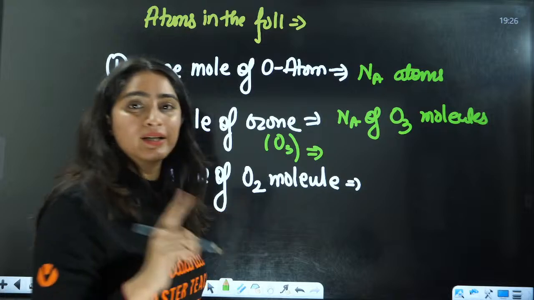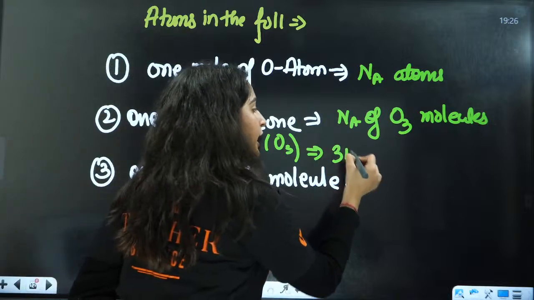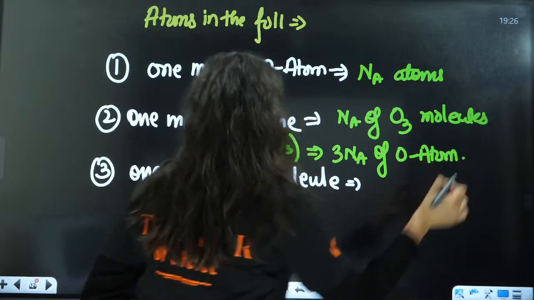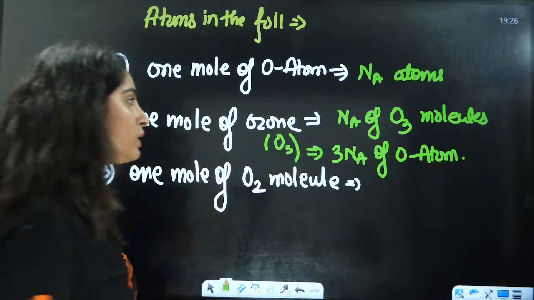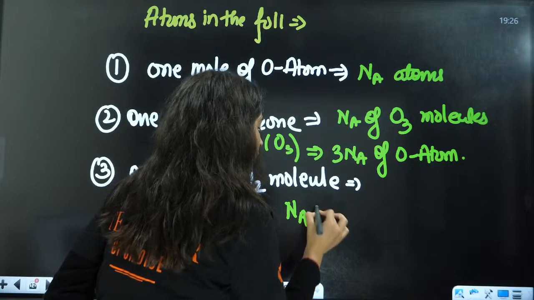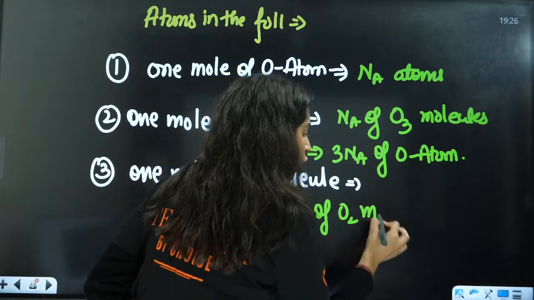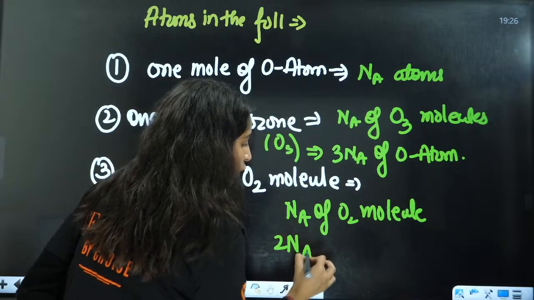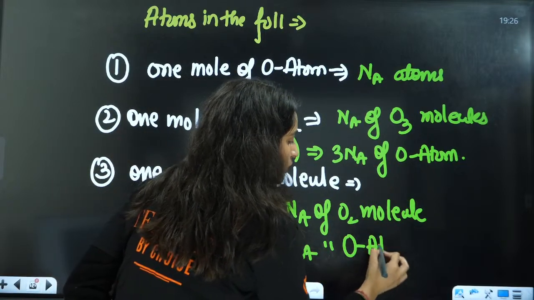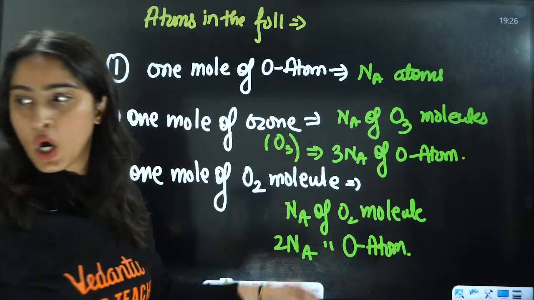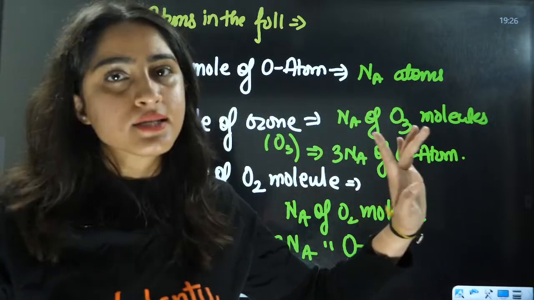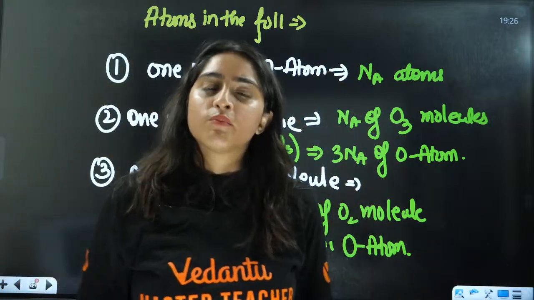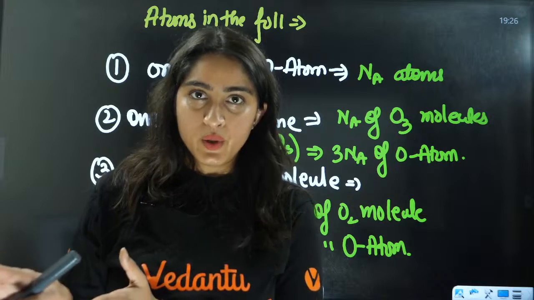But if we want to calculate the atoms here, that will be 3 into Na of oxygen atom. If I am writing here O2 molecule, that will be Na of O2 molecule, right? But it will be 2 into Na of oxygen atom, right? Okay, simple? Yes, very basic thing here. Now, if you know these basics, mole concept is going to be very easy for you, right?